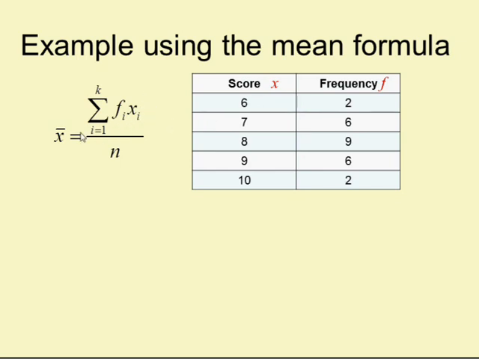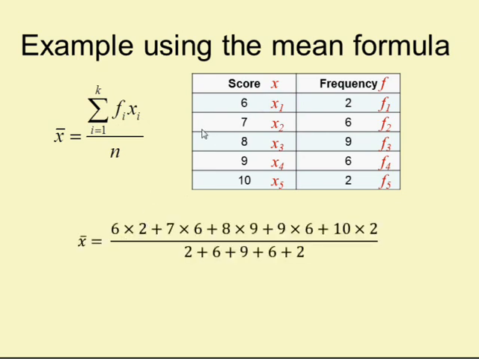But what are these little i's here? Well, i equals 1 to k, maybe 1 to n would be better there, but 1 to k, because we have 5 different scores, so this will be from 1 to 5. That's x1, that's f1, that's x2, that's f2, etc. So all you do is you do 6 times 2, f times x, and then you add them all together. So 6 times 2 is x1 f1, 7 times 6 is x2 f2, and you're adding them all together.